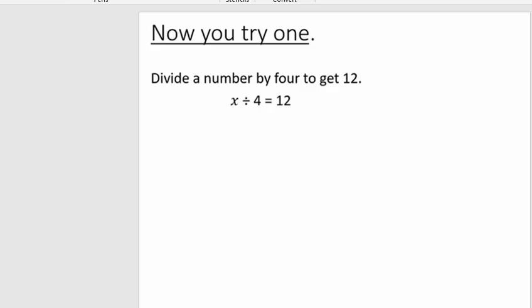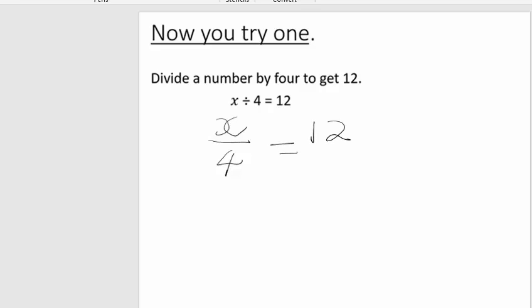Another one: divide a number by 4 to get 12. You see, divide a number by 4 to get 12. How would you write this as an equation? x divided by 4 is equal to 12. Now, how would you solve this equation? For this equation, I would tip you to also get familiar with this method. You write x, and then the division sign as per normal, divided by 4, then equals 12.